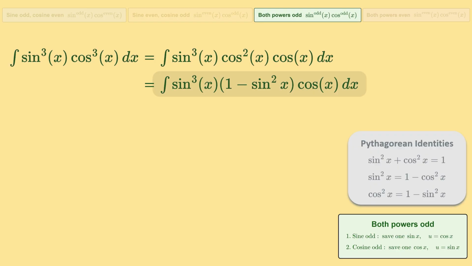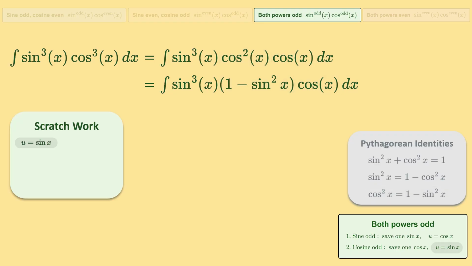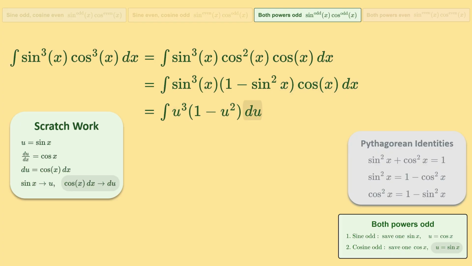We now are going to calculate the integral of sine to the 3rd power of x times the quantity 1 minus sine squared of x times cosine of x dx. Let u equals sine of x, then du equals cosine of x dx. We substitute sine of x with u and cosine of x dx with du, and now we have the integral of u to the 3rd power times the quantity of 1 minus u squared du. Distributing u to the 3rd power, we get u to the 3rd power minus u to the 5th power du.